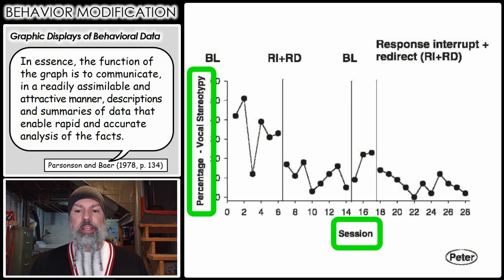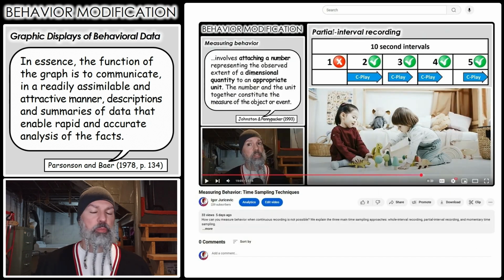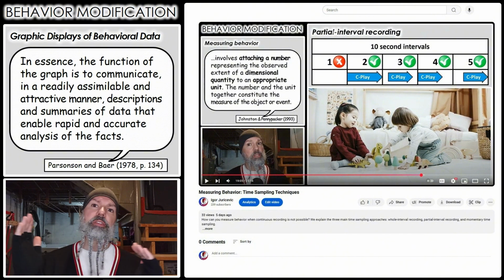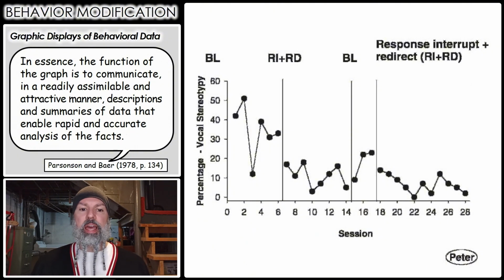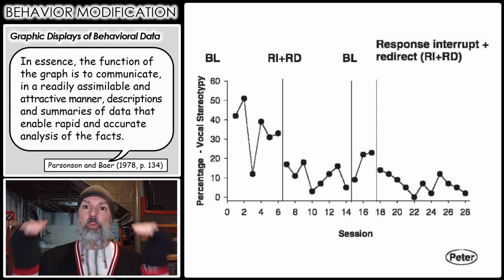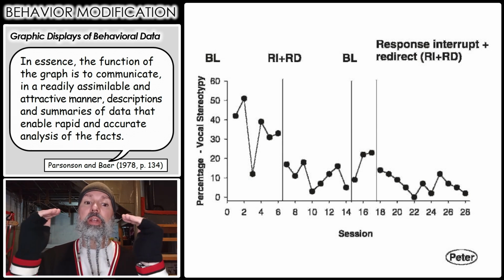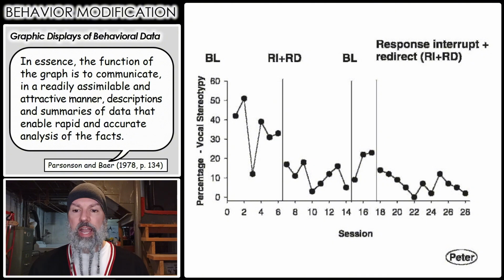the more repetitive phrases were uttered in that particular session. And if you need a brief explainer on how those percentages are calculated, I have a previous video on time sampling techniques and how you would calculate what percentage of a session vocal stereotypy occurred in. But for now, let's just understand that it's labeled as percentage of vocal stereotypy. And what that means, what that label tells us, is that higher values indicate more vocal stereotypy. So if we want to improve this person's behavior, we want to get to lower values. We want to get to lower values on that y-axis.